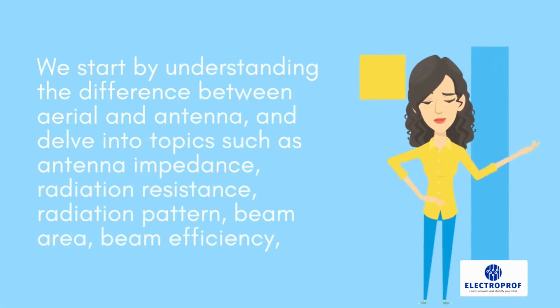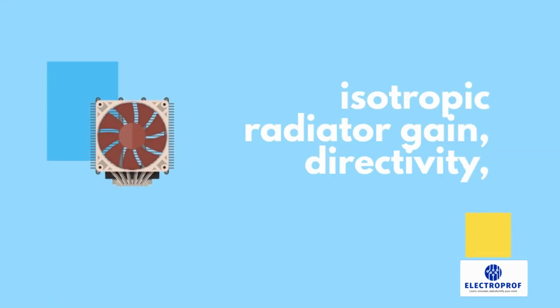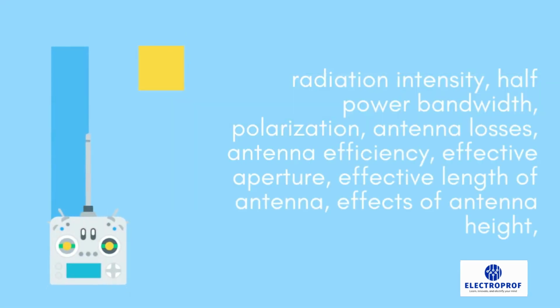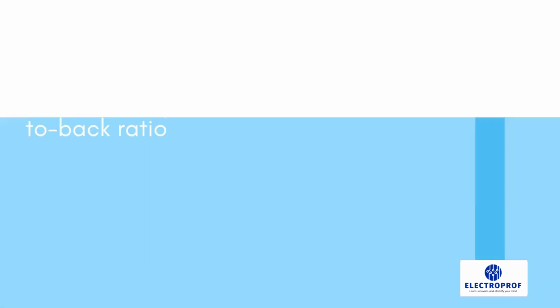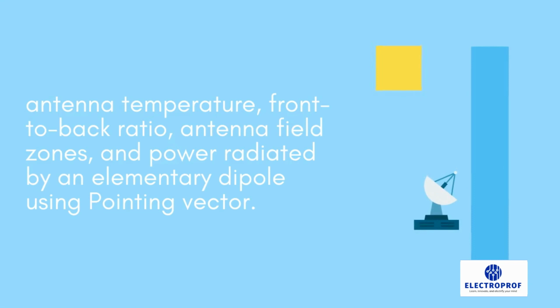We start by understanding the difference between aerial and antenna, and delve into topics such as antenna impedance, radiation resistance, radiation pattern, beam area, beam efficiency, isotropic radiator gain, directivity, radiation intensity, half power bandwidth, polarization, antenna losses, antenna efficiency, effective aperture, effective length of antenna, effects of antenna height, antenna temperature, front-to-back ratio, antenna field zones, and power radiated by an elementary dipole using Poynting vector.